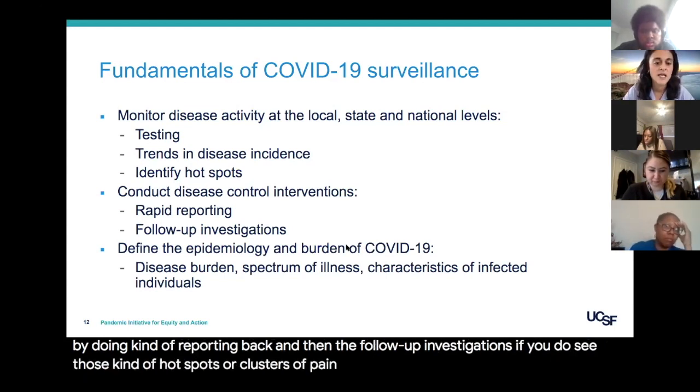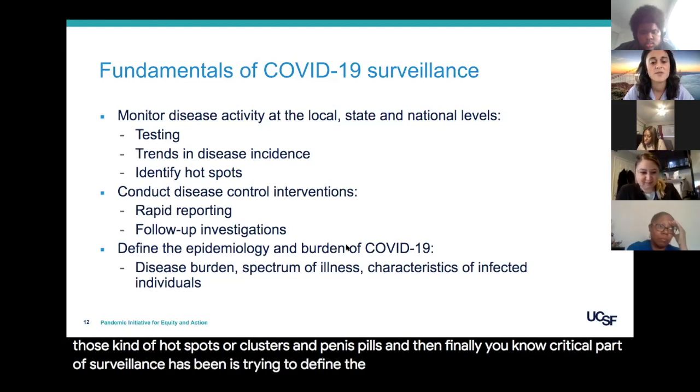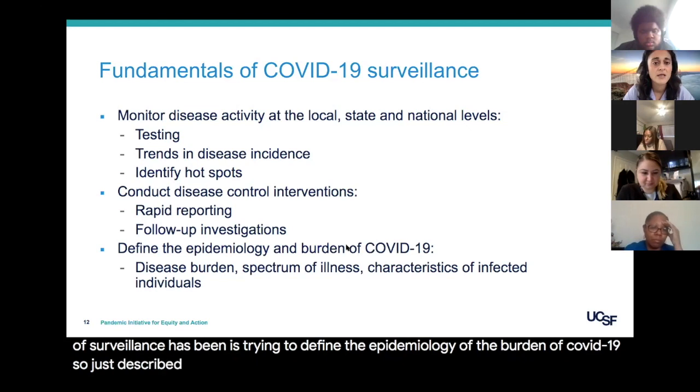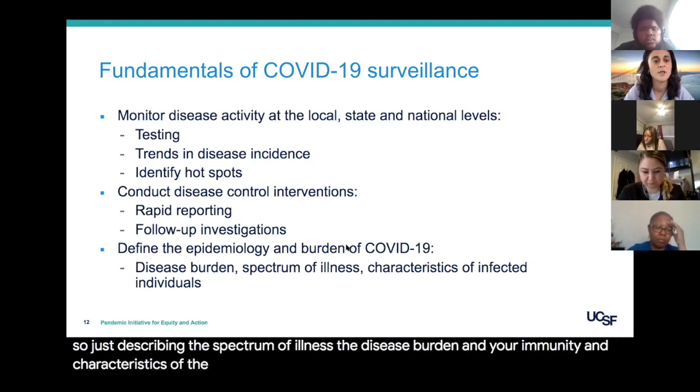And then finally, a critical part of surveillance is trying to define the epidemiology and the burden of COVID-19. So just describing the spectrum of illness, the disease burden in your community, and the characteristics of the people who are infected or sick.